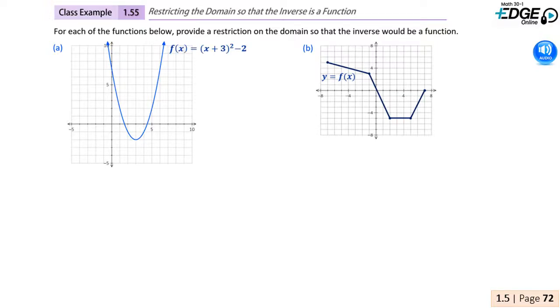Our final class example, 1.55, will ask us to place restrictions on a function so that its inverse is also a function. This question isn't particularly challenging, but students often misunderstand what it's asking. Here we've been given a parabola, f of x equals (x + 3)² - 2.